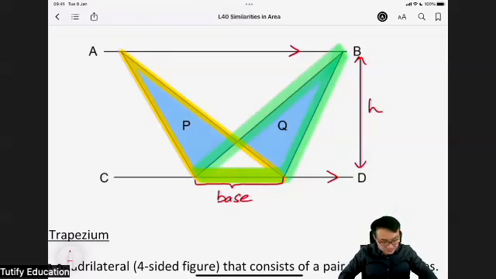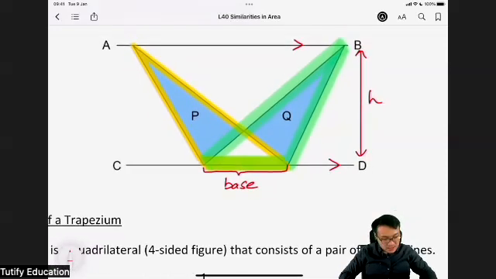Okay, so Maximus, they are overlapping each other. The yellow and the green triangles overlap each other. The overlapping part is actually over here, right? Yes. Let's call this P, this Q, and this R, all right?